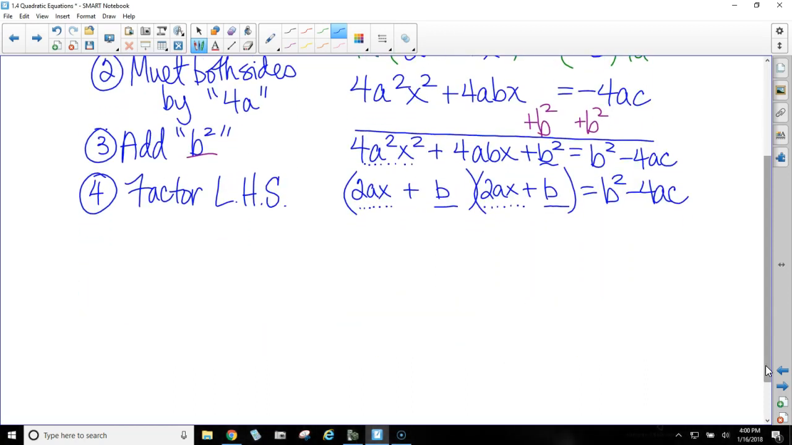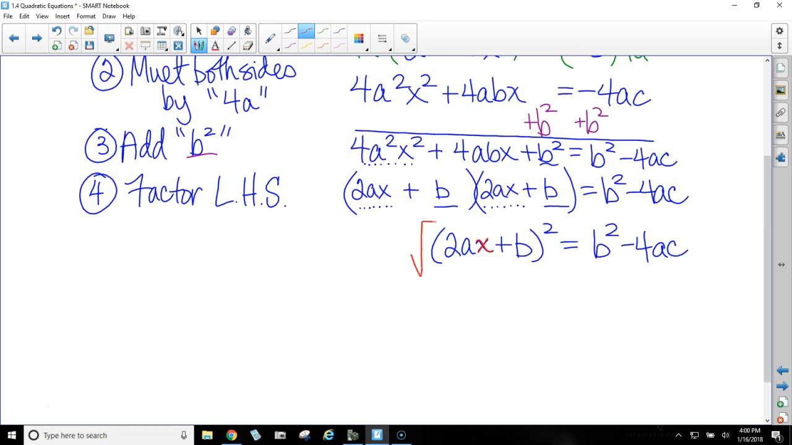And so we have 2ax plus b times 2ax plus b on the left-hand side. We are going to write that as 2ax plus b quantity squared equals b squared minus 4ac. Now, don't forget that our variable here is x, and we're trying to solve for x. So now it's a matter of doing a little bit of algebra to solve for x. We have something squared equals some things that just represent numbers with the b squared minus 4ac. So at this point, we are ready to take the square root of both sides.